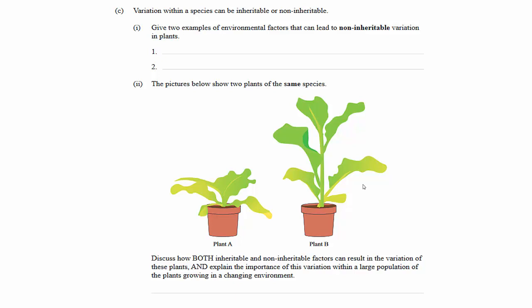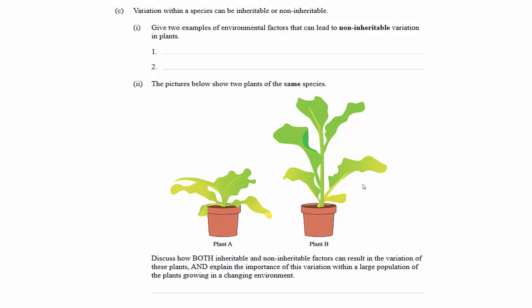So if you're thinking about a plant, its environment is going to consist of how much light it gets, how much water it gets, how many nutrients it's getting, what the pests are like, if there's any disease around it, and all of these factors are environmental, and that won't be passed on via its genetics.